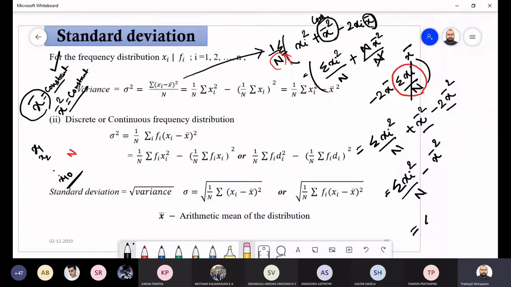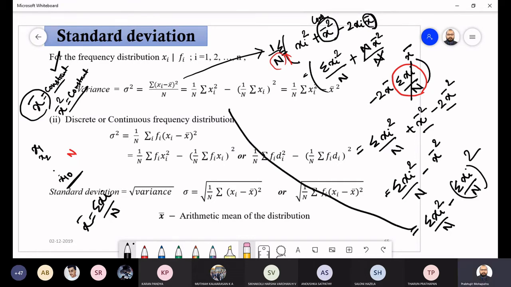And what is that? This is nothing but sum of xi square by n minus x bar square. And what is x bar? X bar is nothing but sum of xi by n. You know that. So this I can write as sum of xi by n whole square. And this is the same formula here. Getting or not? Yes, sir. So either you can use this formula, or you can simplify it.